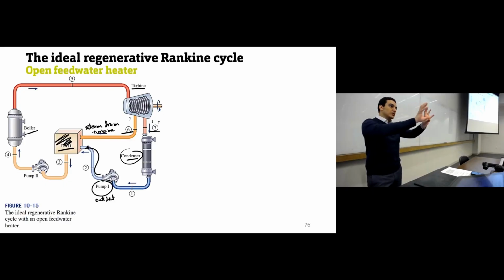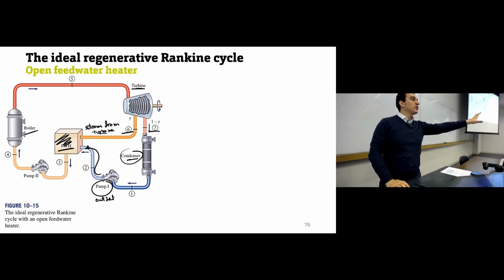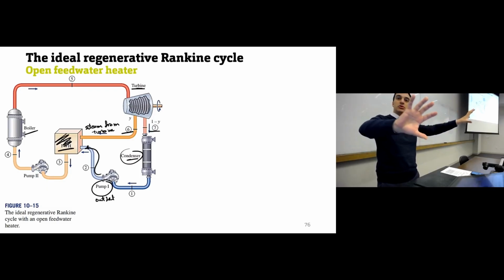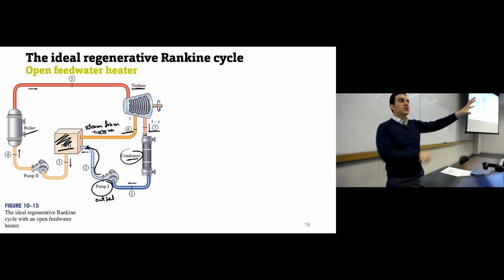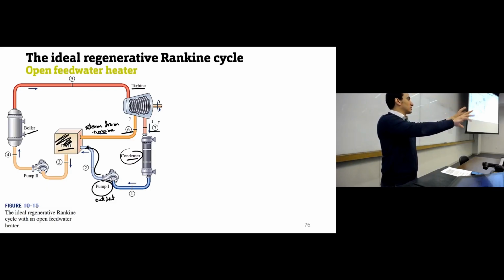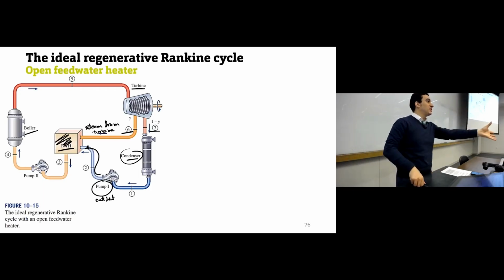So the outlet of this turbine is divided into 2 streams. Stream number 1 will go to the feed water heater. Part number 2 will go to the condenser, will go to the pump, and then after the pump it will go to the feed water heater. So the 2 streams coming out of the turbine will be mixed at the end.